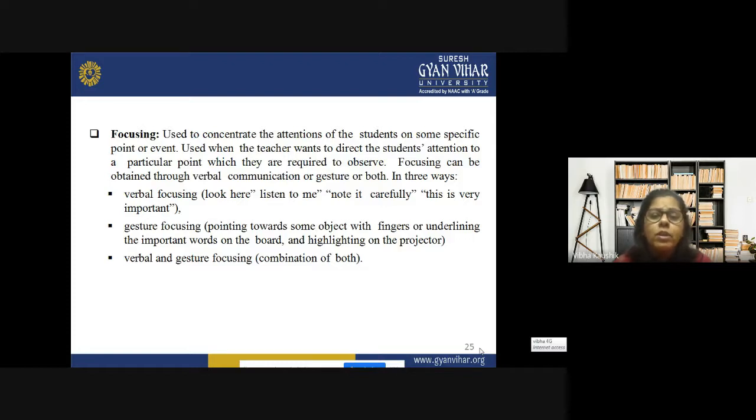Verbal focusing: look here, listen to me. That means the teacher wants the focus of the students on a particular thing. Note it carefully, you have to write that thing. This is very important. Through these things, the teacher is attracting the focus of the students. Gesture focusing: pointing towards some objects with fingers, or underlining the important words on the board and highlighting on the projector. With that, the teacher is focusing, and the focus used by the teacher is gesture focusing. Verbal and gesture focusing is a combination of both.